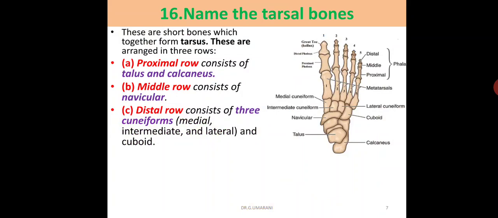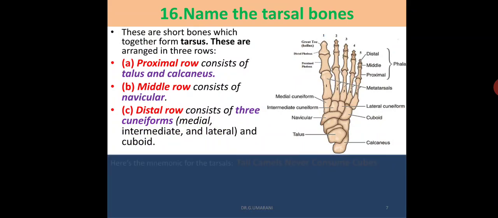Name the tarsal bones. These are the short bones. These are 7 in number. They are arranged in 3 rows. The proximal row consists of talus and calcaneus. The middle row consists of the navicular. The distal row consists of 3 cuneiforms and cuboid bone.